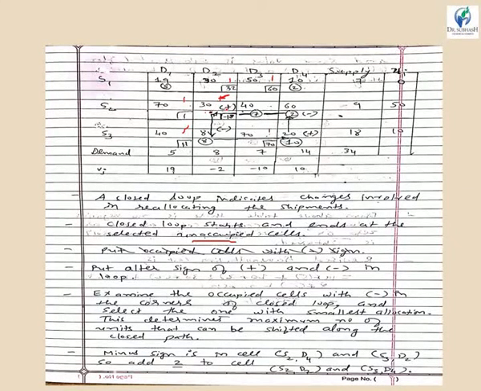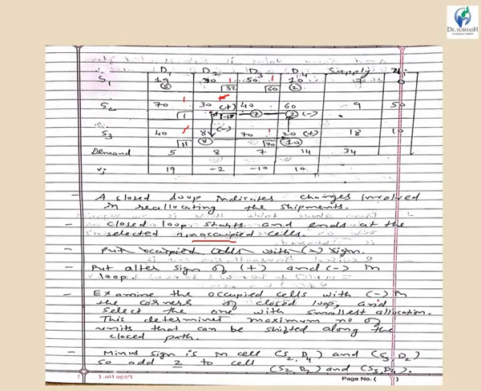Now this starting point will have a positive sign, so at the other points you will have to alternate the sign. So if the value is positive, then here it is minus, then again plus, minus. So this is how you will draw the loop. Put alternate signs of plus and minus in the loop.